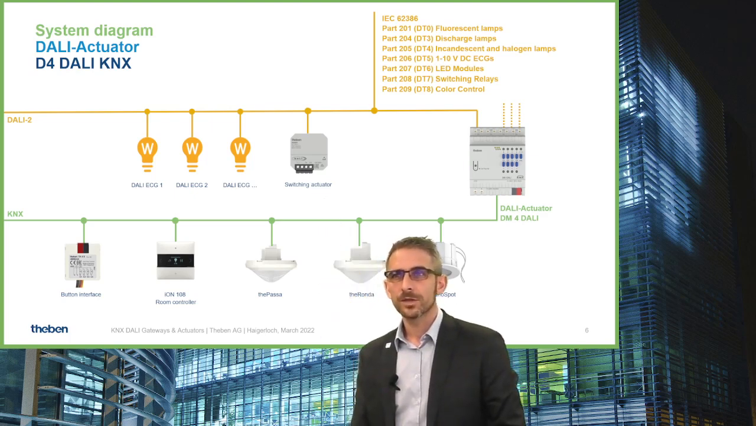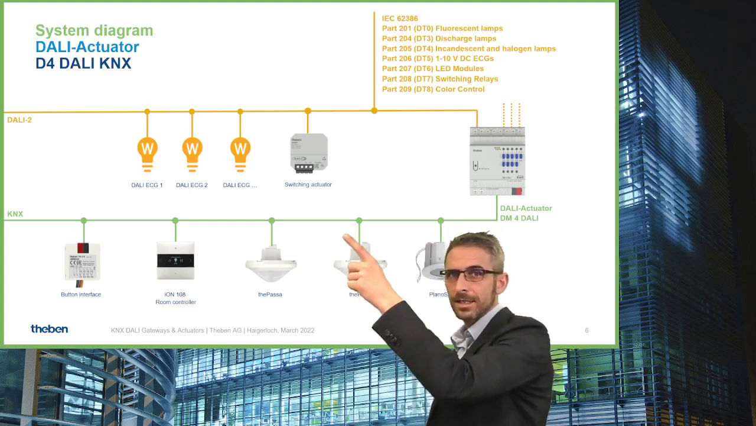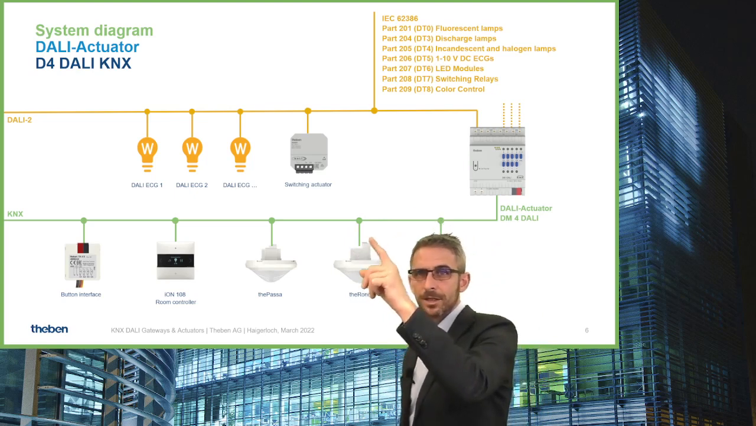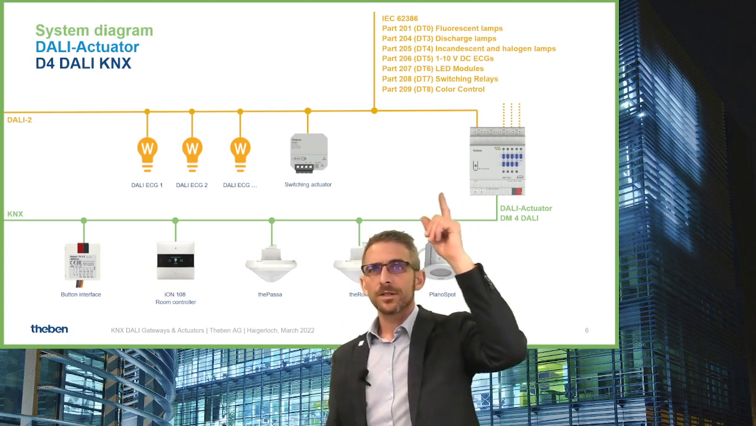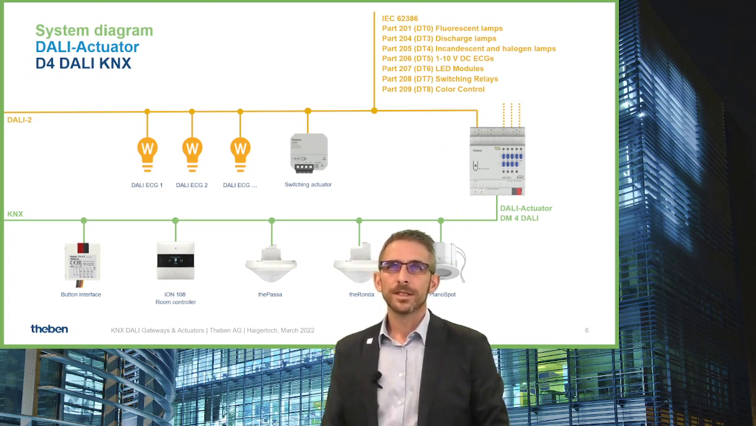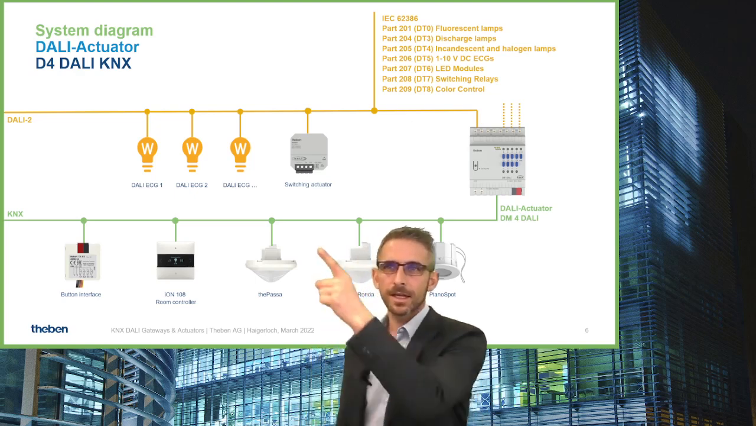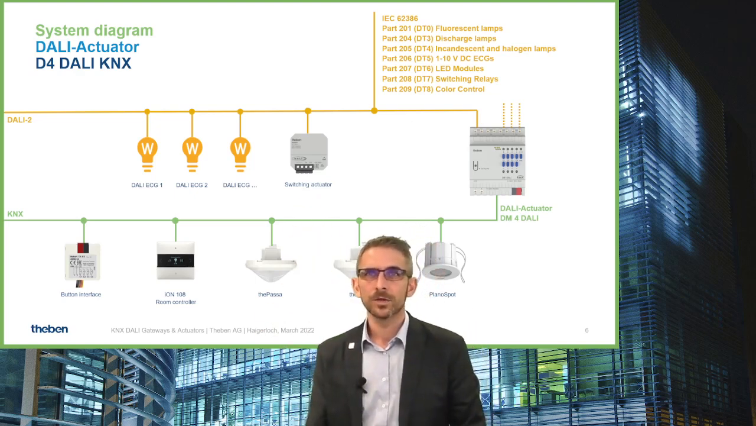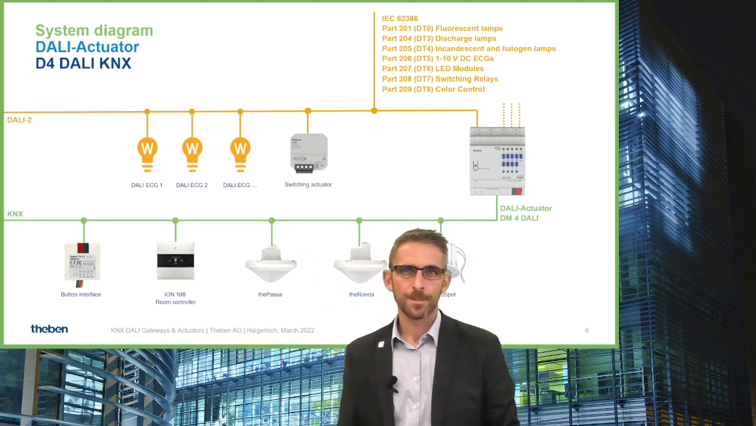In this scheme you also can see that all the push buttons, the push button interfaces, the presence motion detectors and so on are connected to the DALI line. So let's say the DALI actuator is the bridge between the KNX and the DALI communication. On top you can see some DALI parts which are supported by the DALI actuator DM4, which are fluorescent lamps, discharge lamps, incandescent LED modules, switching relays like SU1 DALI 2, and also DALI Device Type 8, which is DALI Part 209 color control.